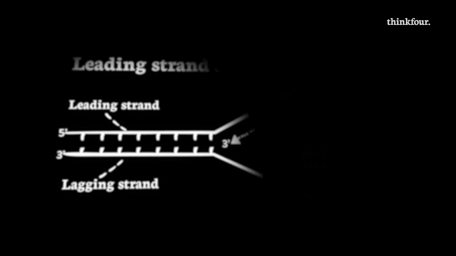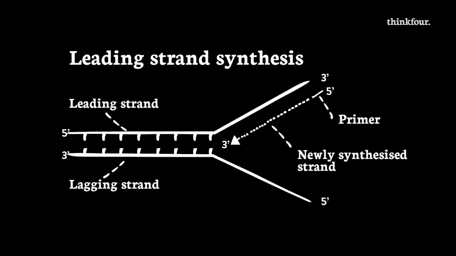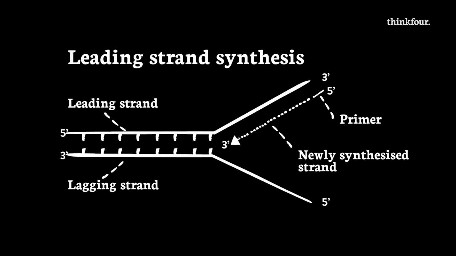The leading strand is the easiest. It's a strand with a 3' end. When the primer attaches, it is going in a 5' to 3' direction, and the DNA polymerase just adds nucleotides on one at a time, continuously along the strand.